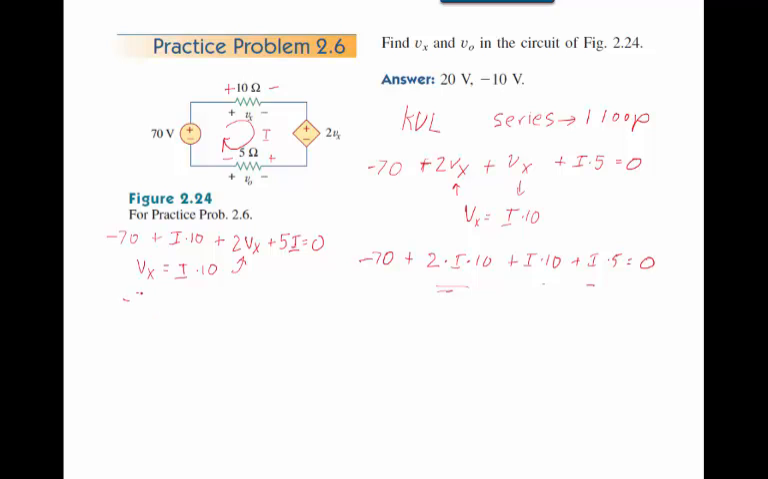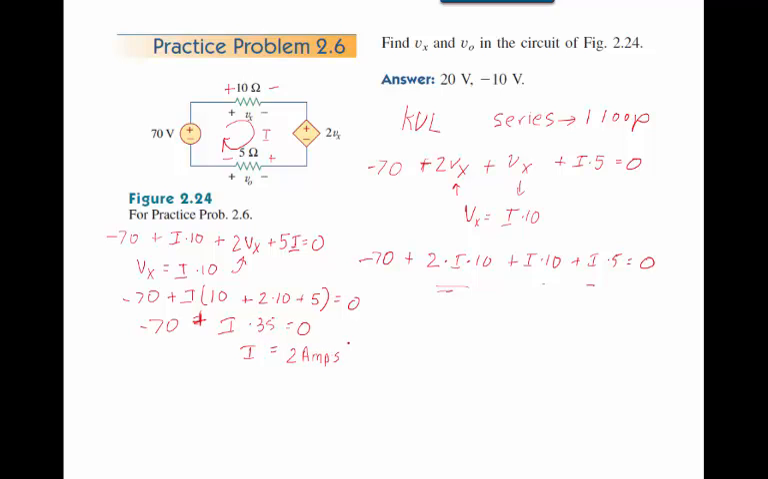So then I have minus 70 plus I 10, plus 2 times 10. Is that right? Yeah. 2 times 10 times I. That's what that is. Plus 5 equals 0. So minus 70 plus I times 35 equals 0. And I come up with I equals 2 amps.